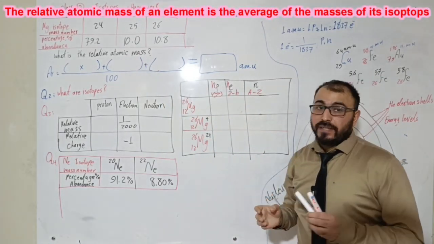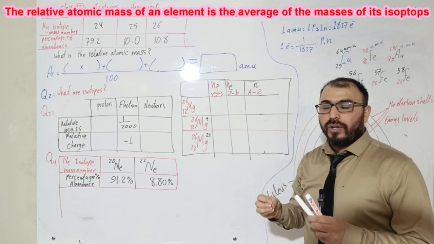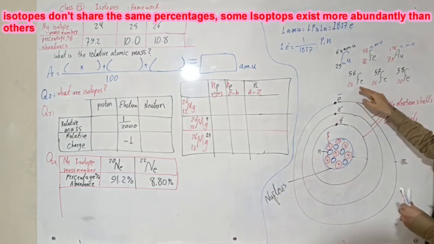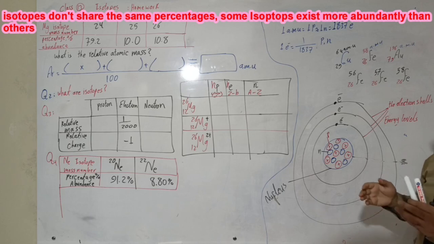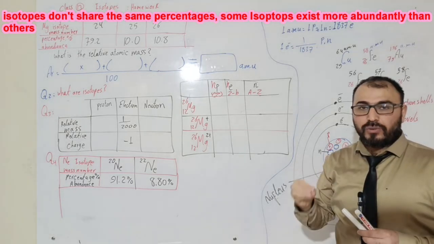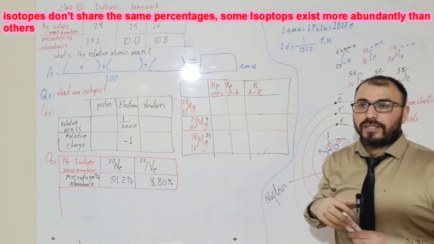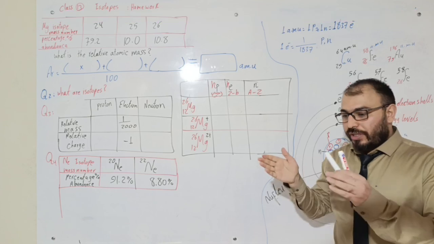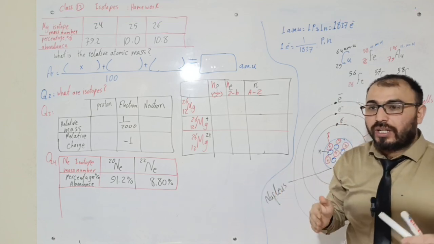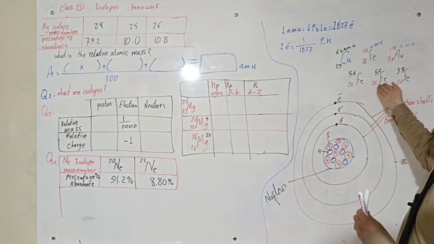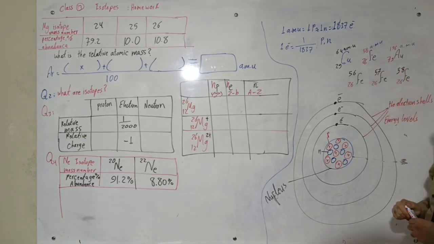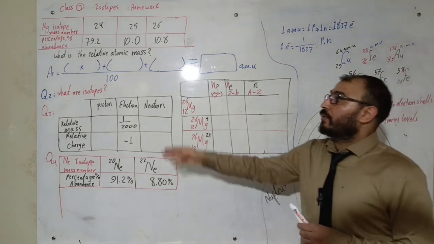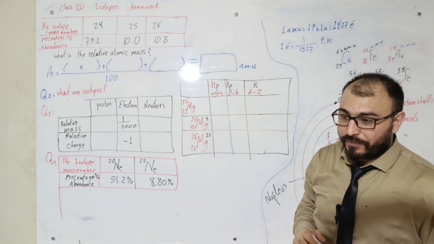The relative atomic mass here depends on the fact that not all of the isotopes of the same element exist in the same percentage or in the same abundance inside the element. So we should take all of them into consideration, and after that take the average of these atomic masses so that we can calculate the relative atomic mass.